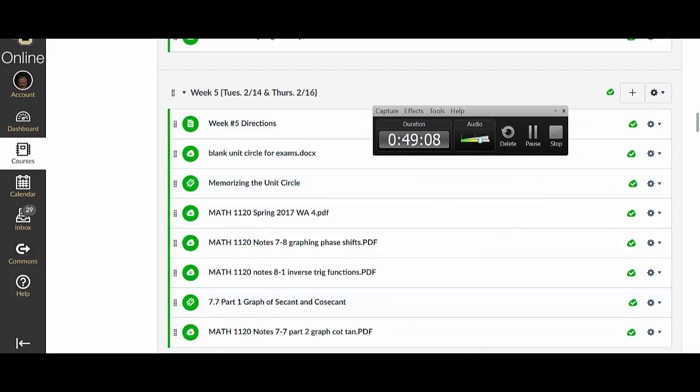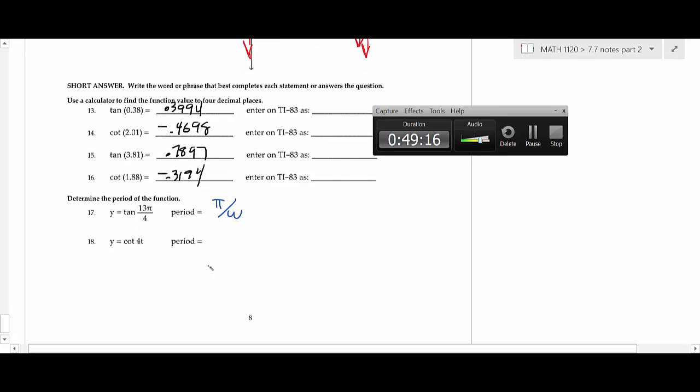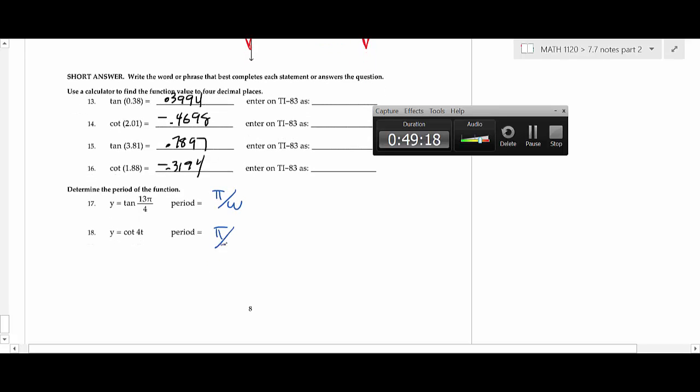Okay, so let me finish up real quick with this thing right here, just doing the period. Remember the formula is pi over omega when you're doing a period of either a tangent or cotangent. So if you're doing the period of tangent of 13 pi over 4, that's supposed to have an x on it too, by the way. That's a misprint on my part. So that's 13 pi over 4x. You have to have a variable there.